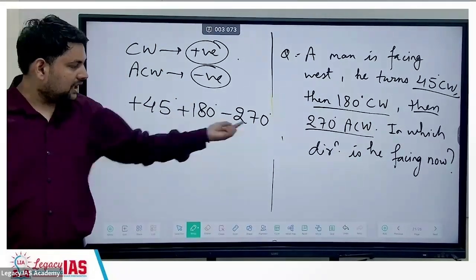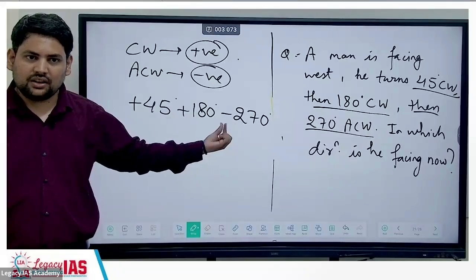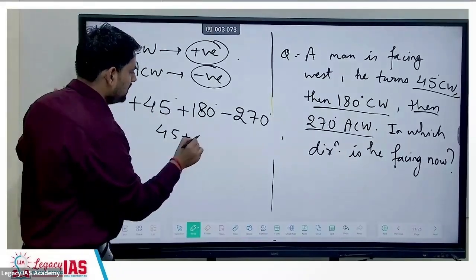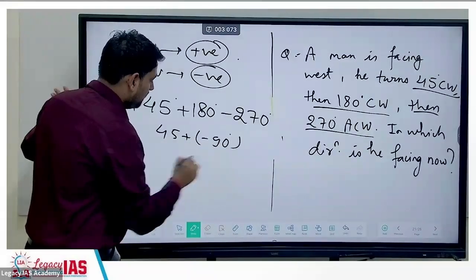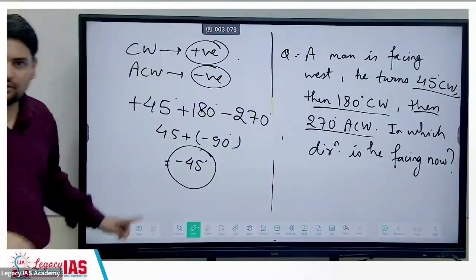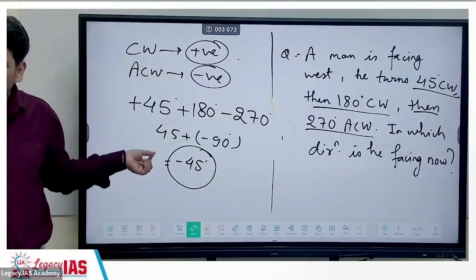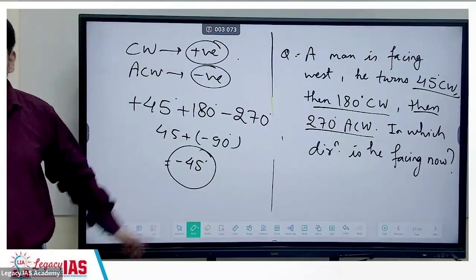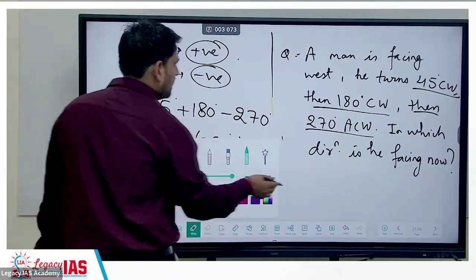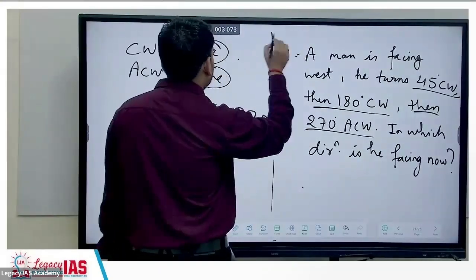What do we get? 45 plus 180 minus 270 minus 90, plus 45. What do we get to? Minus 45 degree. You got to it like an algebra problem, minus 45 degree. Now what you do? Now you simply draw where he was and where he will be.